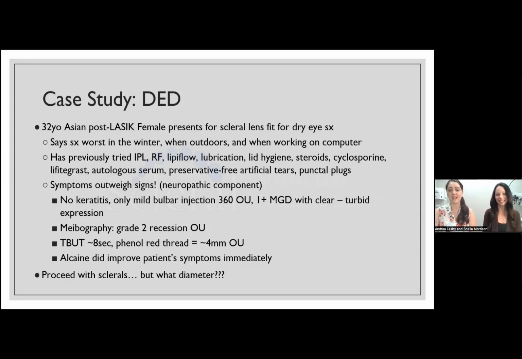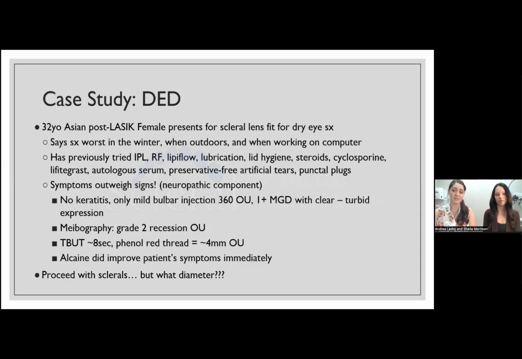She's previously tried pretty much every single dry eye treatment you can think of, and certainly her symptoms outweigh her signs. So there's potentially a neuropathic component to her dry eye because she doesn't look as bad when compared to what she says. There was no keratitis, just some mild injection on her bulbar conjunctiva, a little bit of MGD. Meibography showed a little bit of recession. Tear breakup time was pretty good, almost a full 10 seconds. And then Alcaine did improve these symptoms immediately.